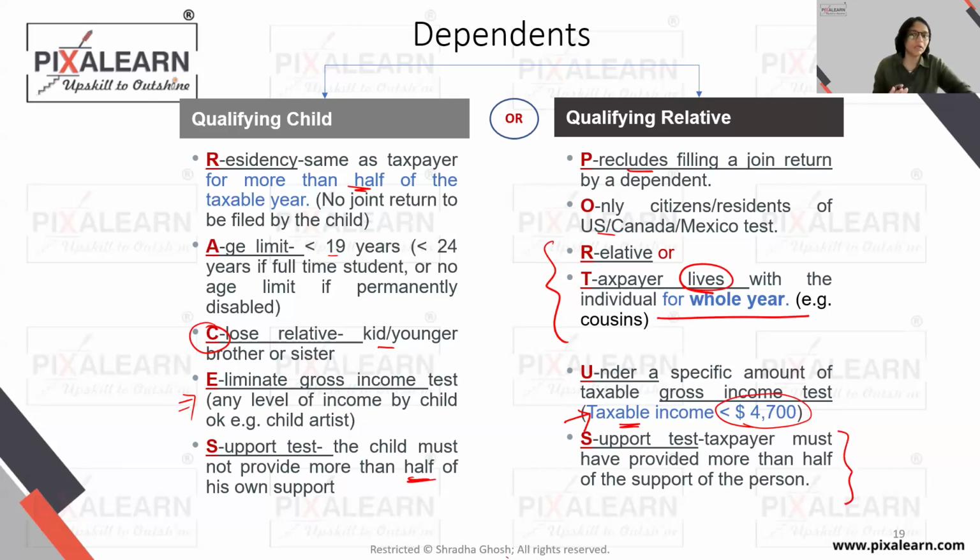So, six criteria, all of them met. So basically, it's five criteria. If you look at it, it is PORUS. So it's either PORUS or it is POTUS, either of the two. Okay. So if it is done, then that person becomes a qualifying relative.